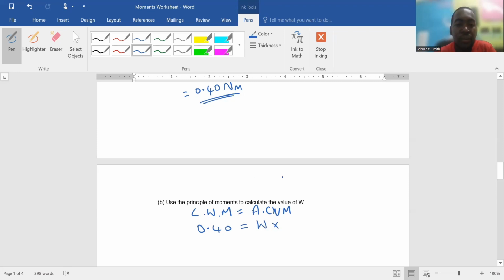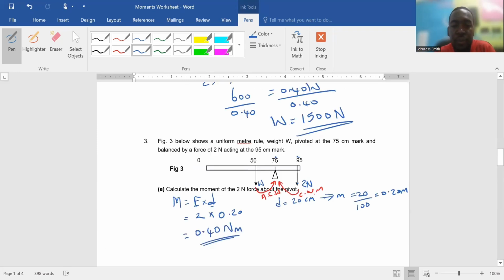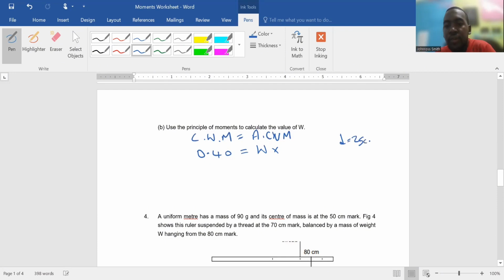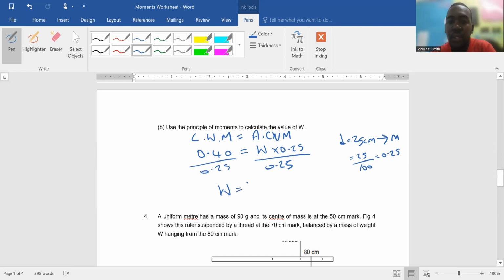Our clockwise moment, which is what we found, 0.40 Newton meter, would be equal to the weight of the ruler multiplied by its distance from the pivot point, which is from 50 to 75. So that is a 25. Its distance is 25 centimeters. Again, we need to change it to meters by dividing it by 100. So we get 0.25, right? Then we divide by 0.25. So therefore, the weight would be equal to 0.4 divided by 0.25. We get 1.6, and this would be in newtons.